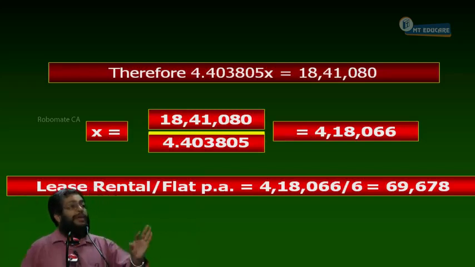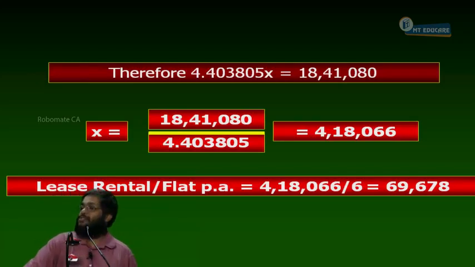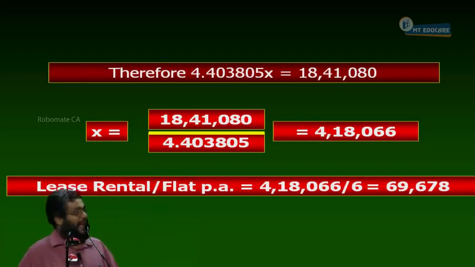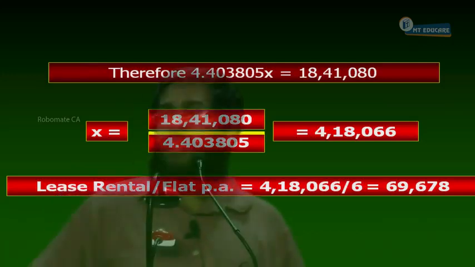In the lease option, the only cash flow is the lease rental after tax that I have to pay. You may wonder, sir, here there are four, there is only one. I don't have depreciation tax savings, I don't have salvage value. Is the lease option always disadvantageous? No. Because while fixing the lease rental, as we saw, we give the credit for depreciation tax savings as well as salvage value.